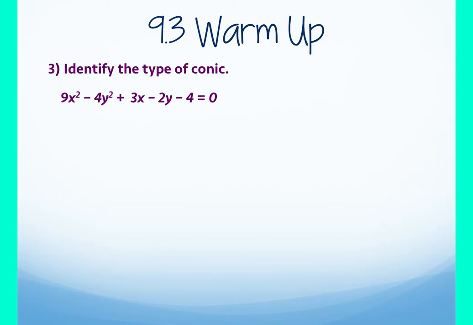All right, the last one was the easy one, right? So we have to identify A, and that is 9, and C, and that is negative 4. A is what's in front of the x squared, C is what's in front of the y squared. They are not the same. That's the first check. Otherwise that would make it a circle. Their product would be negative, which makes this what? Hyperbola, good.